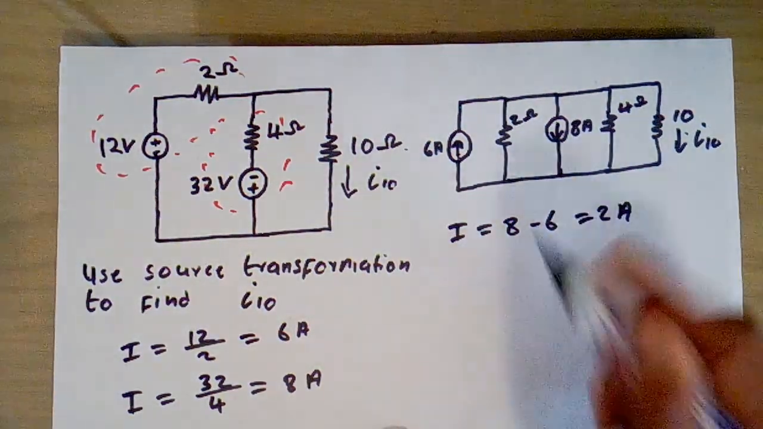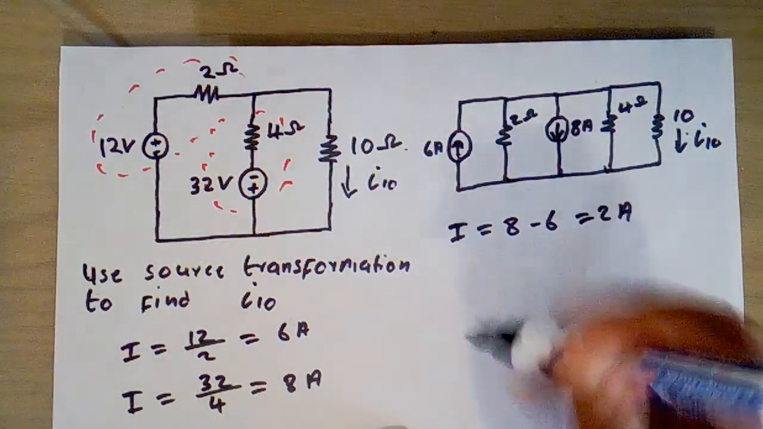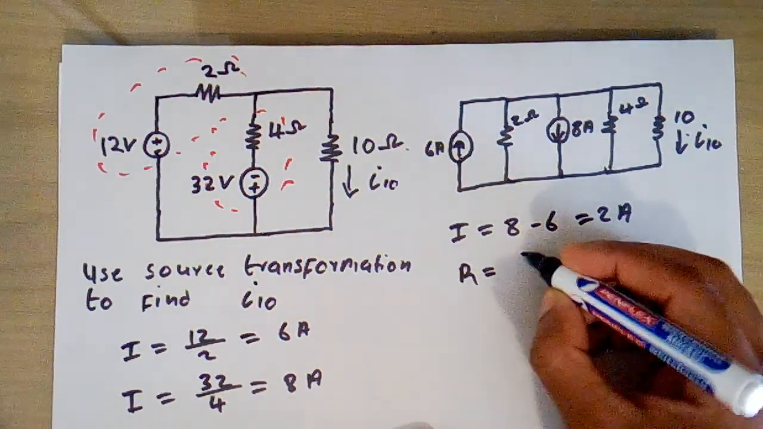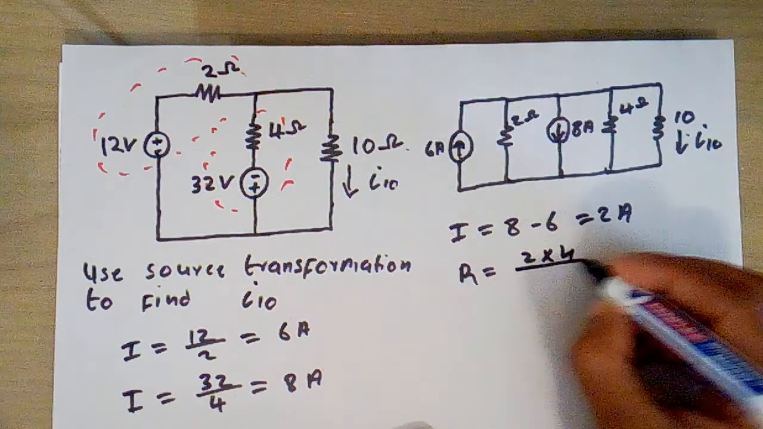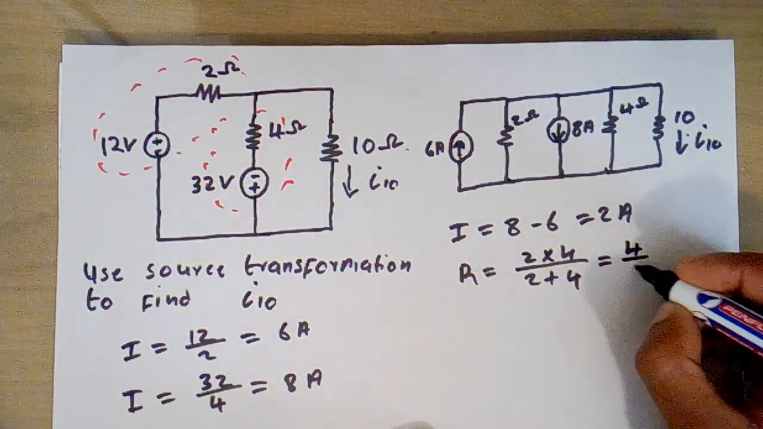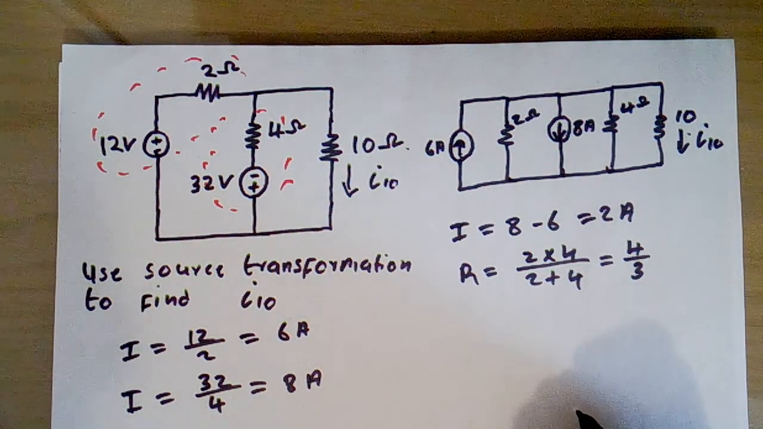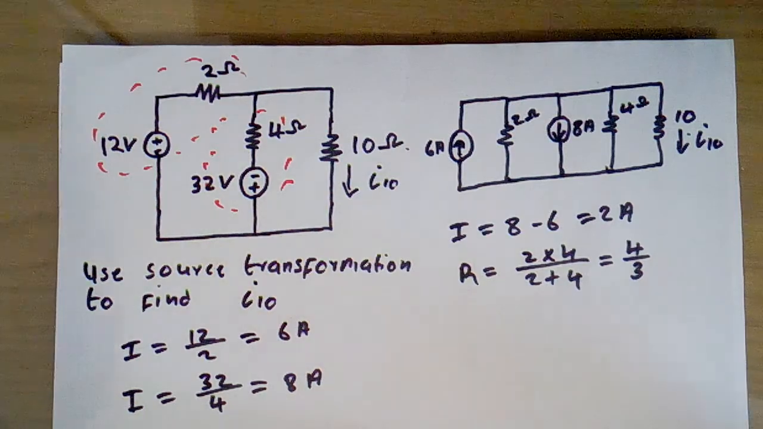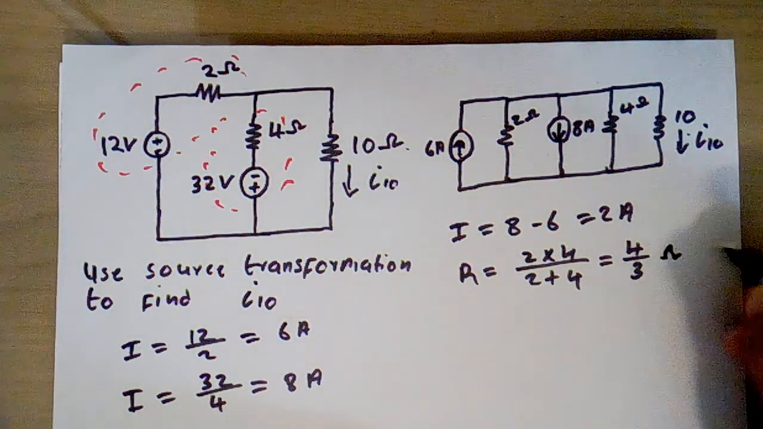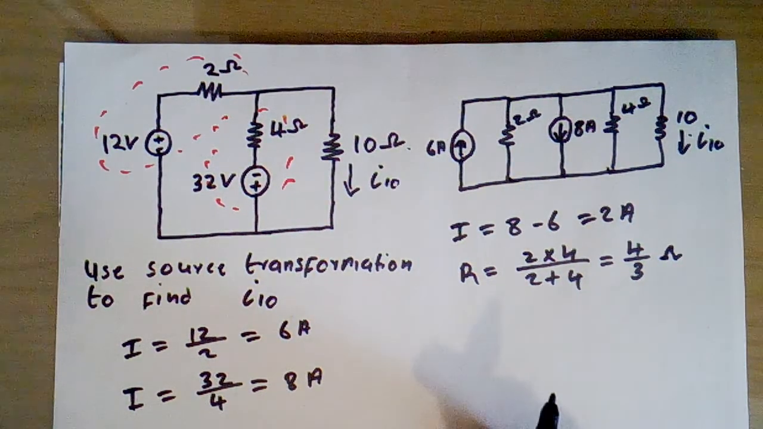And we can see that this 2 ohm resistor is in parallel with the 4 ohm resistor. So you can find their combination: 2 times 4 over 2 plus 4, which is 4 over 3. I advise you guys to take it as a fraction, because this is not yet our final answer. So take it as a fraction so that you can get the accurate answer at the end.